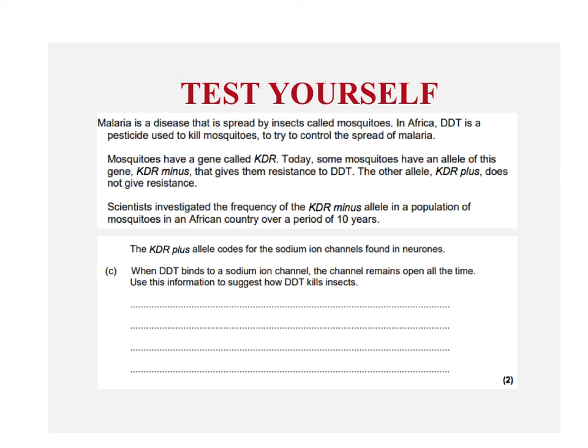So here we've got the stem again. The KDR+ allele codes for sodium ion channels found in neurons. When DDT binds to a sodium ion channel, the channel remains open all the time. Use this information to suggest how DDT kills insects. So now we're thinking back to Module 6. Good luck. 2 marks. Use the information to suggest how DDT kills insects. Pause for about 3 minutes and play again when you're ready.